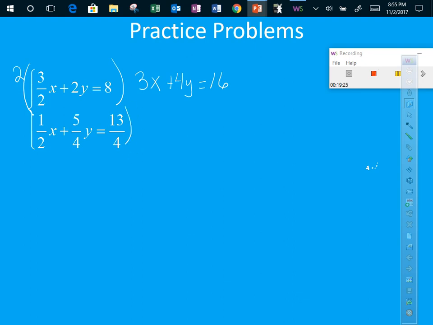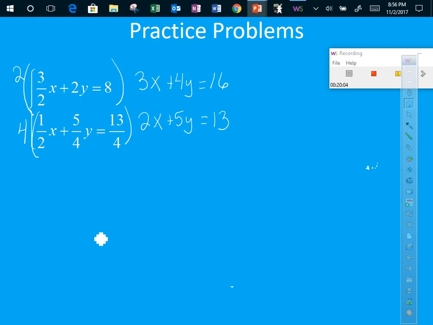Now the bottom one's a little different. Notice that my biggest denominator is a 4. 2 goes into 4 also. So I'm going to multiply everything by 4. Now I can play this game. 2 goes into 4 twice, times 1, so I'm going to get 2x. 4 goes into 4 once, times 5 is 5y, equal 4 goes into 4 once, times 13 is 13.